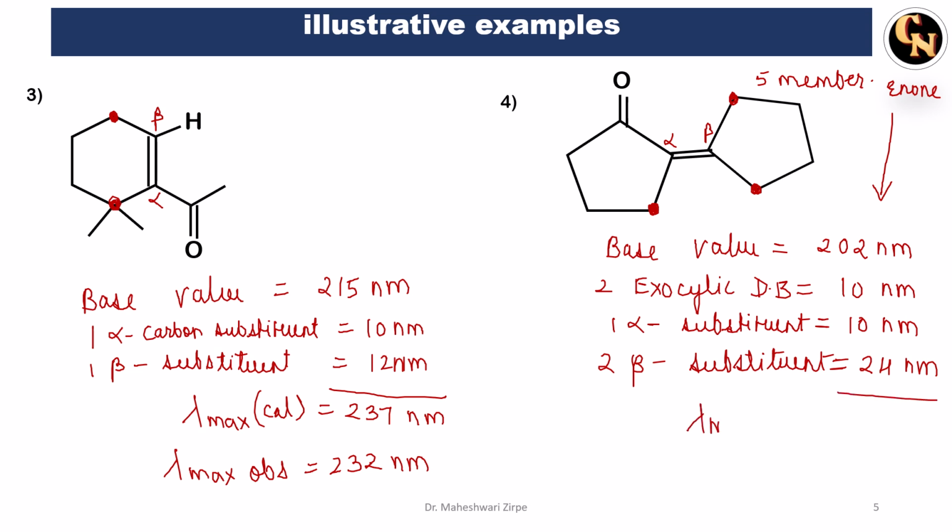So the lambda max value calculated comes out to be, yes, calculate this fast, students, 202 plus 10 plus 10 plus 24, and it comes out to be 246. 246 nanometers. So this is your calculated value for this Enone system. If you have noted it down in your notebook, let us go to the next one.